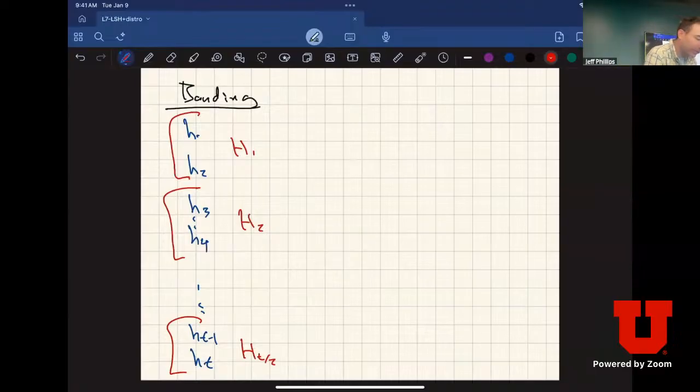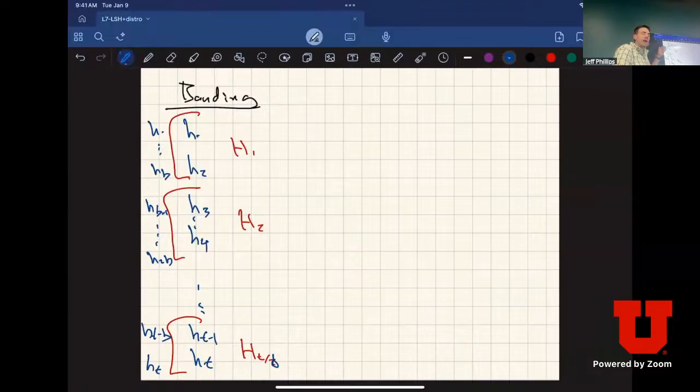Or if I make it bigger, if I have bands of size B, let me see if I can get the notation to match. Let's say I have bands of size B. So this is H1 up to HB. This is HB plus 1 up to H2B and so forth, HT minus B up to HT. So I can choose how many things to put in one band and then how many bands I have.